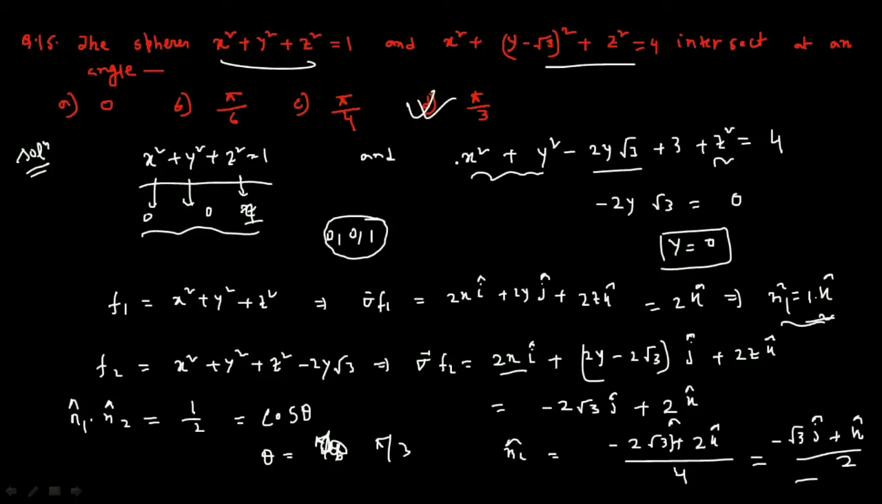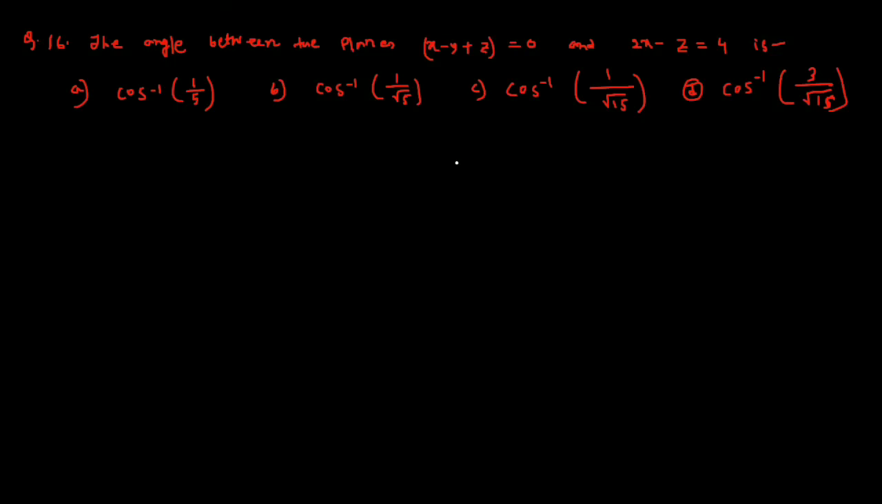Okay, so let's move to the next question. Here two planes are given: one is x minus y plus z equal to 0 and the other is 2x minus z equal to 4. You have to find the angle between these planes. The concept is the same. Take f1 as x minus y plus z and f2 as 2x minus z.